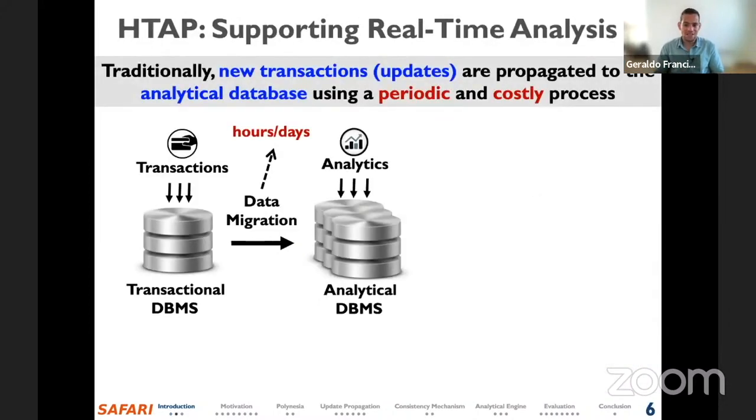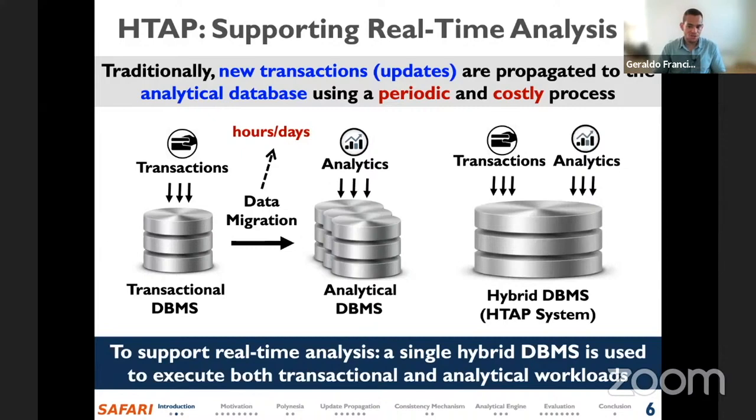So traditionally, database management systems use two separate systems to perform transactions and analytics over some data. This creates an issue since data migration between transactional and analytical database management systems can take from hours to days, depending on the volume of data. To solve this issue and support real-time data analysis, prior works have proposed the design of a hybrid transactional and analytical processing system. As the name indicates, such a system has the ability to perform both transactions and analytics concurrently.